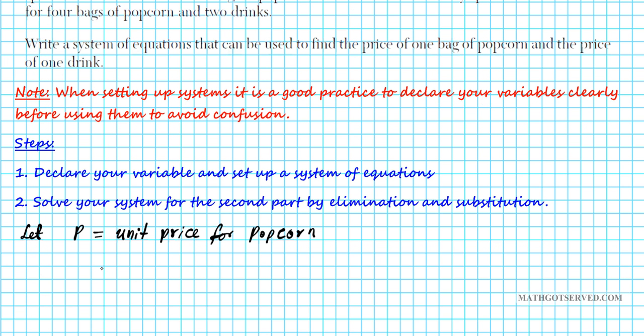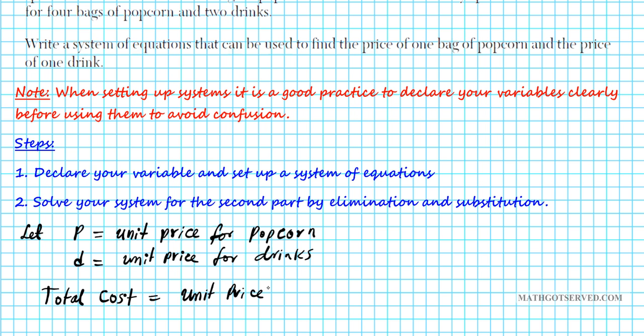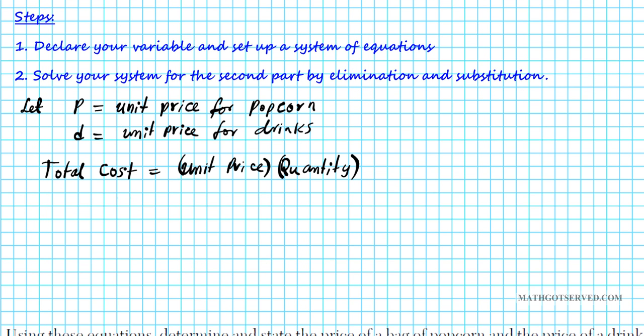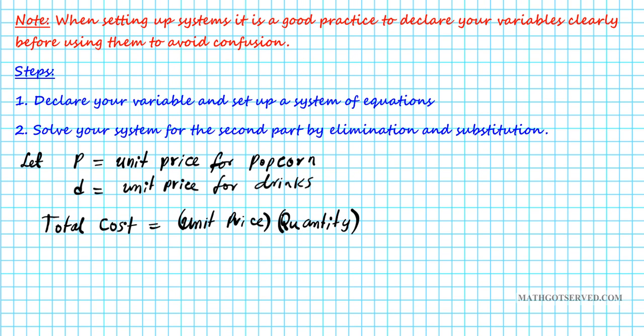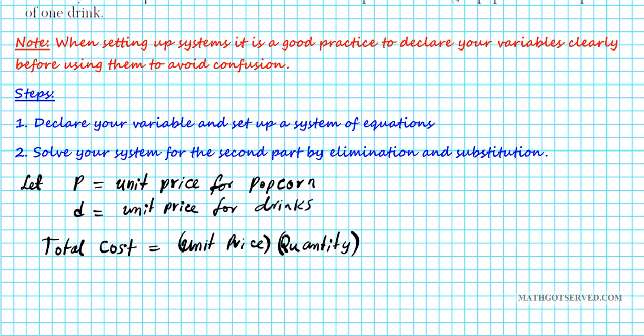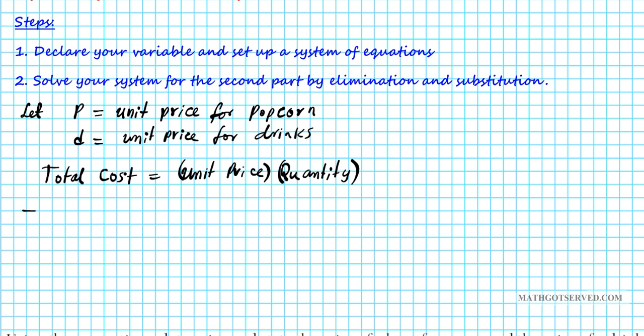And then we have popcorn and drinks. So let D be equal to the unit price for drinks. And of course, we don't want to forget the formula. Total cost, either drinks or popcorn, is equal to unit price multiplied by quantity. That's how you calculate total cost. Now, let's start with Jacob, and then we'll deal with Zachary after that.